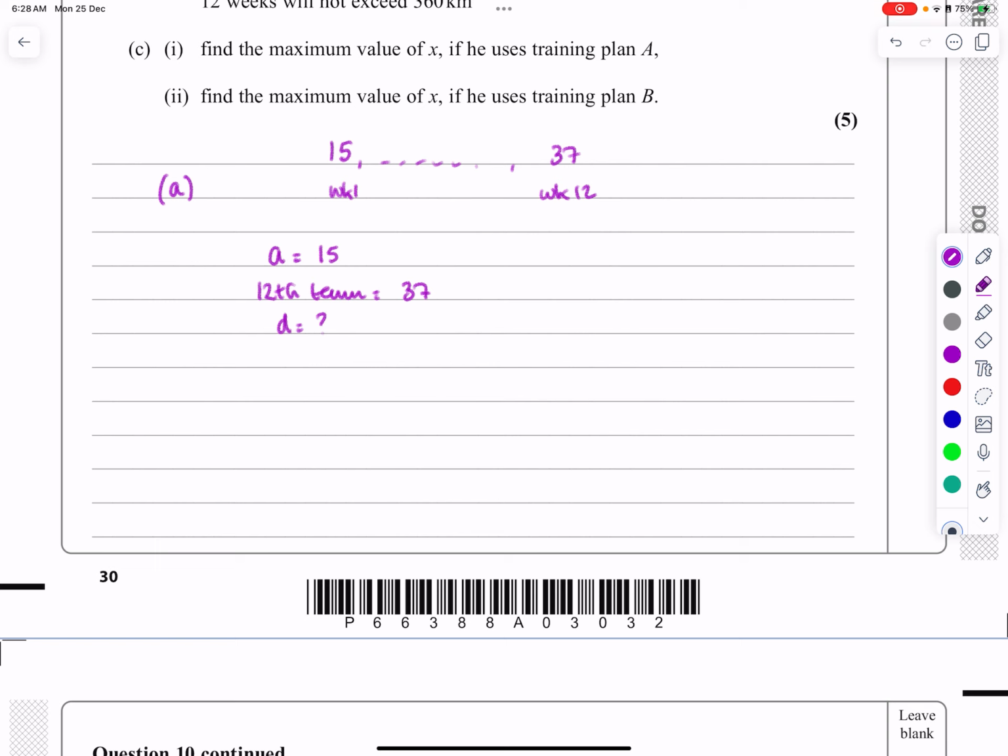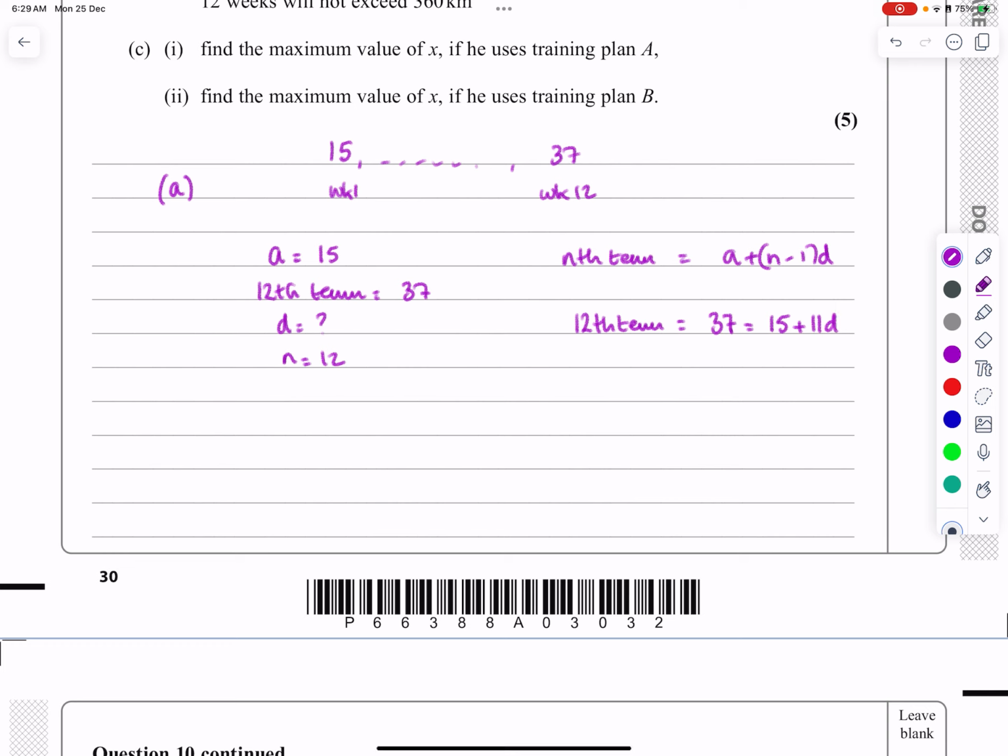So if I say this is an arithmetic progression, the nth term is equal to A plus N minus 1D. Hopefully you're all aware of all the different formulae for this topic. So the nth term is equal to A plus N minus 1D. Well, in this case, N is equal to 12. Okay, so for the 12th term, I know it's A plus N minus 1D, and I also know it's 37. So 37 is equal to A, 15, plus N minus 1D, N is 12, so plus 11D.